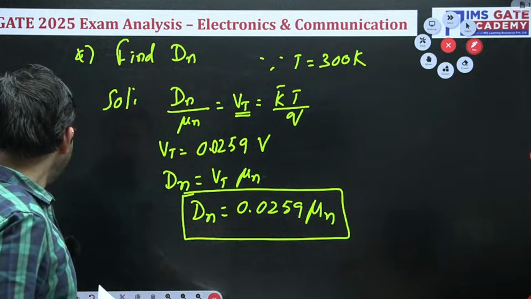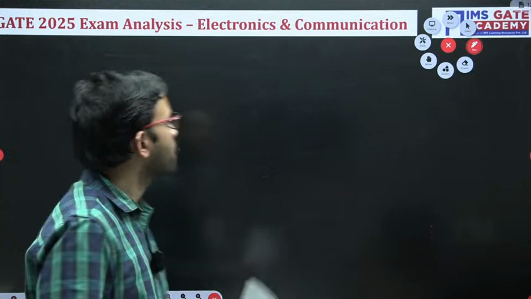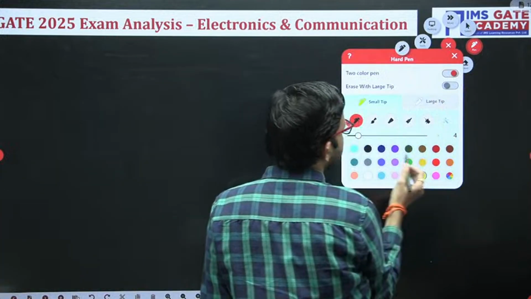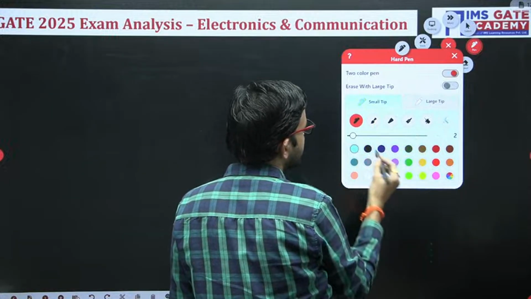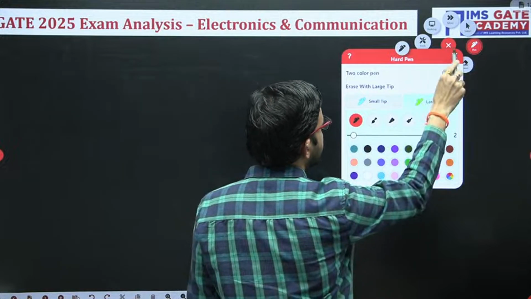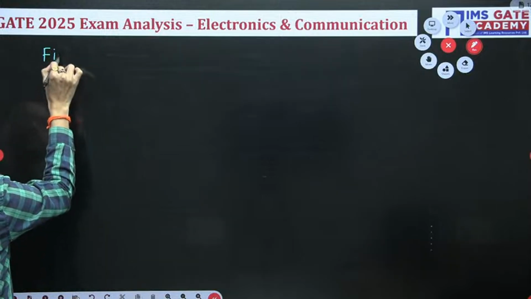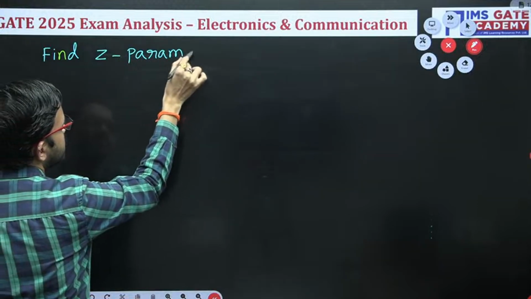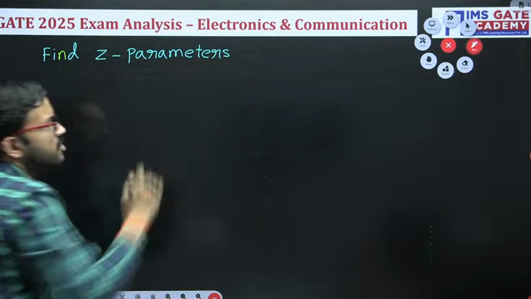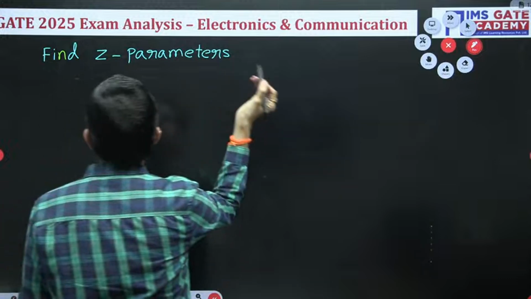So now we are going to discuss one GATE question, a memory-based question which was asked in today's EC paper, regarding the network theory subject. They have given one network, and for that network we have to find the Z parameters. Find Z parameters of the following network.